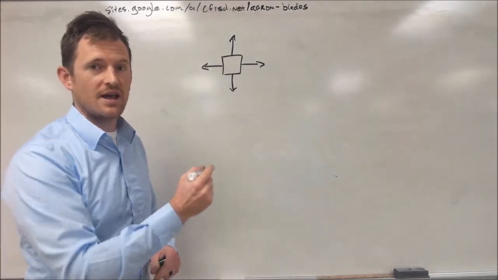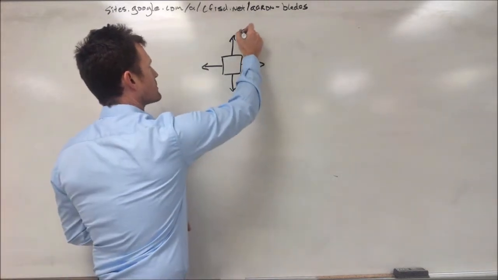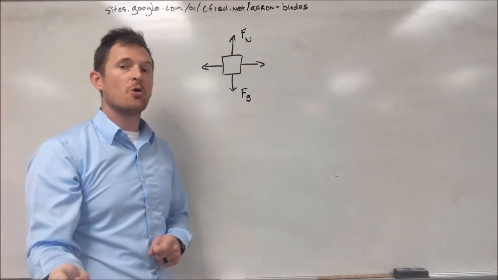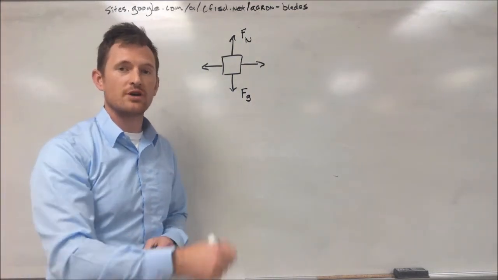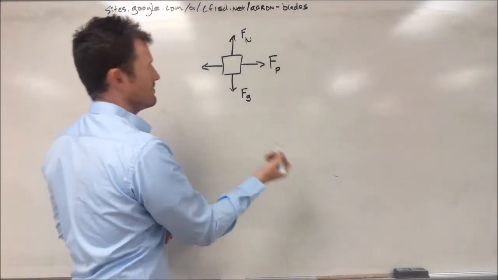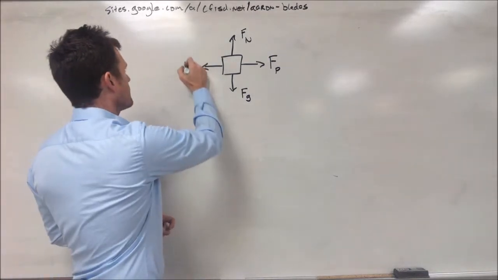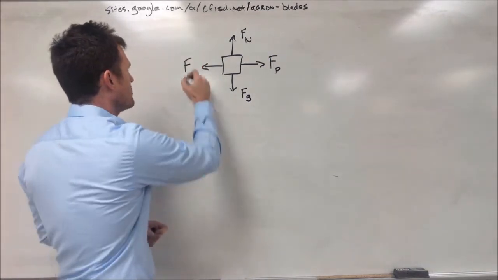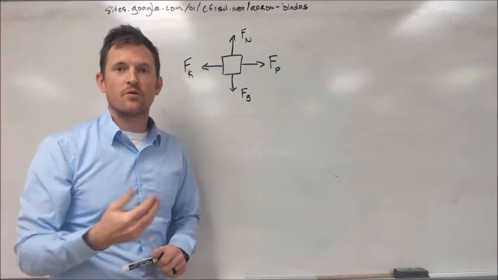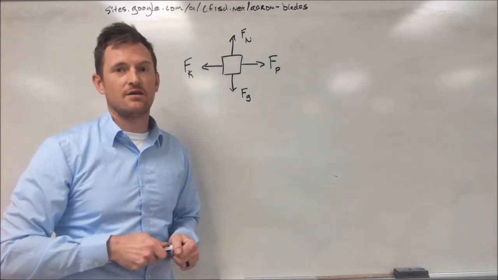So let's go ahead and add some names to these. Usually pointed down will be the force of gravity. Usually pointed up will be the normal force. Normal in this case referring to the direction of the force. Some force to the right, usually I'm just going to call it FP for a push or a pull. And resisting that motion will be our force K, which is short for friction. Okay? K usually referring to the kinetic friction.